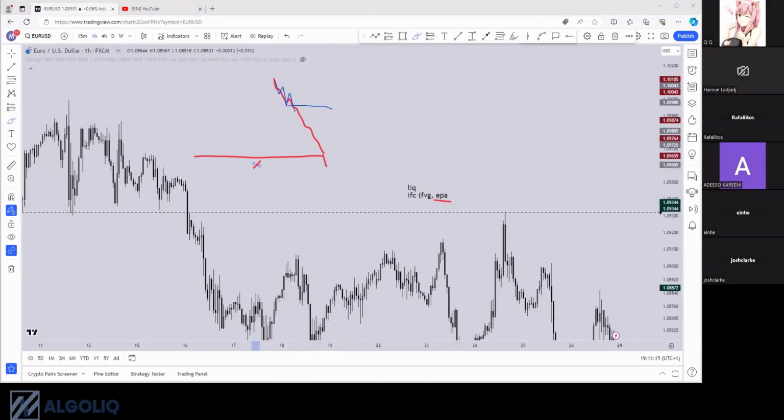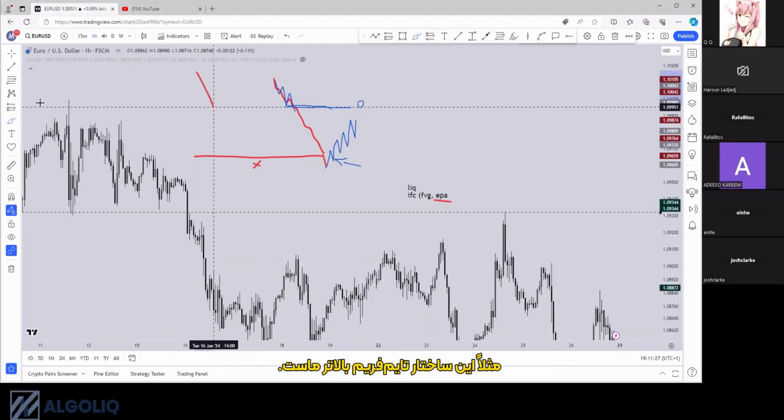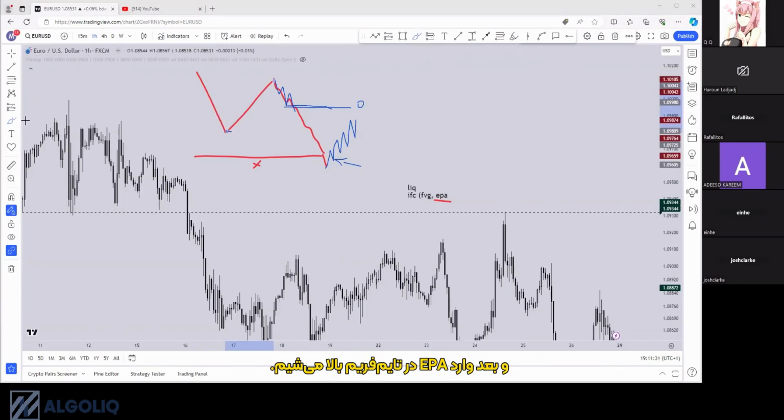So it will look like this. And if you want to use IPA, you use it here. But you cannot use this IPA as your objective for sell anymore. You only use the high time frame one, which would be, let's say, this is our high time frame structure, and then we tap into high time frame IPA. And this can be our objective to sell, right?